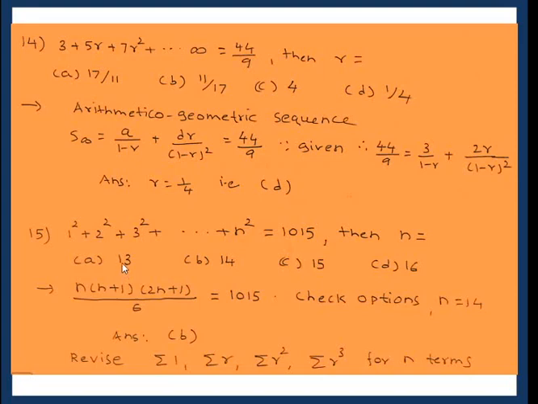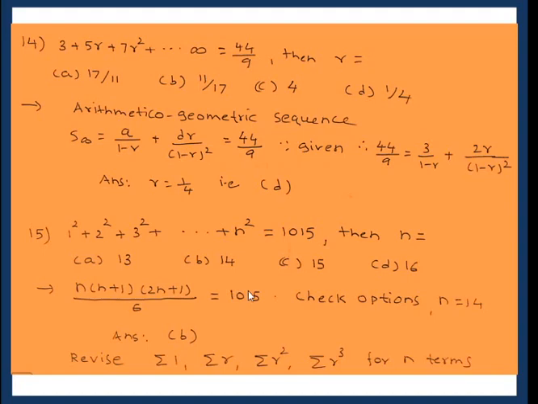Now check options. Put n equal to 13. See whether you get 1015 or not. If not, then B, not C, and then D will be the correct answer. But here you will notice that for n equal to 14, you get LHS same as RHS. Now you will ask me what is the usual method if options are not given. Then n into n plus 1 into 2n plus 1 is 1015 into 6.